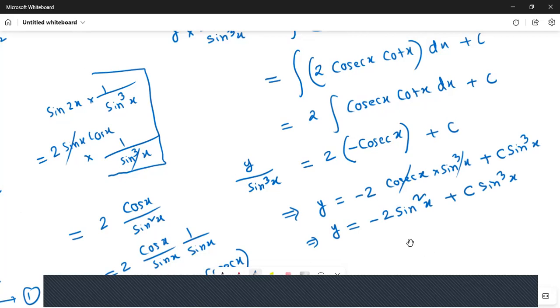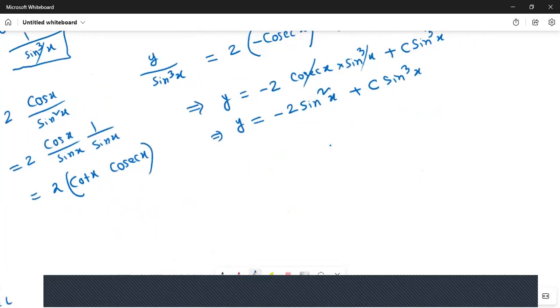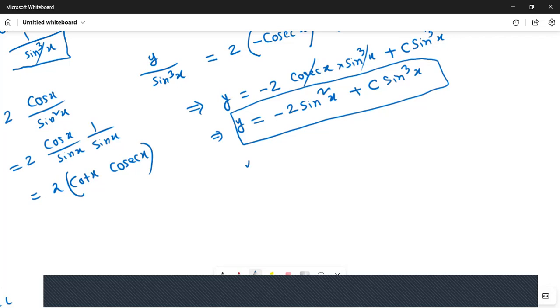Okay. So that means you got this particular general solution and you are supposed to take the condition which was given. What was the condition given? I think y equal to 2. So you can write, actually it's not when, y equal to 2 when x equal to pi by 2. This was the condition given.